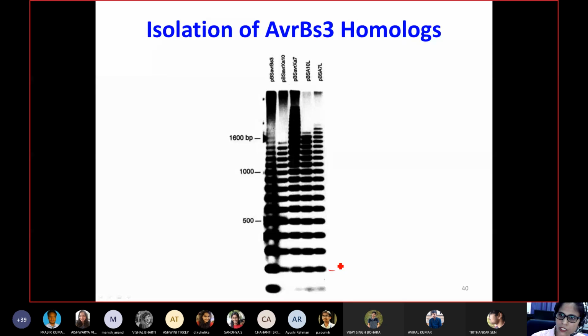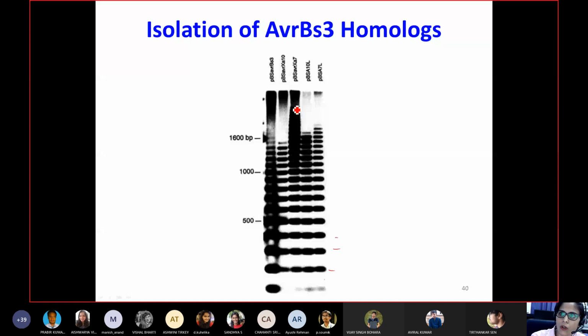For example, this. So this signifies that all these avirulence genes have some kind of repeat of a similar 102 base pair, and the number, length, and repeats actually vary from one species to another species. As you can see here, many more repeats are present here.